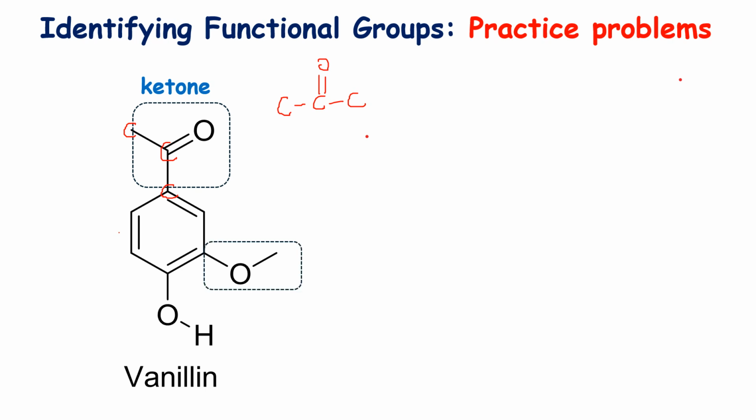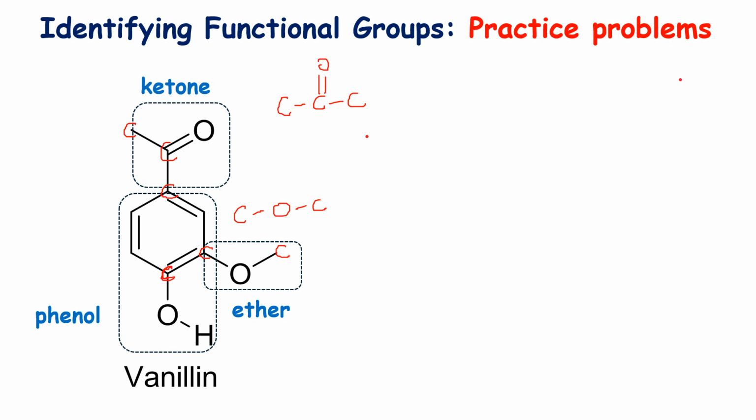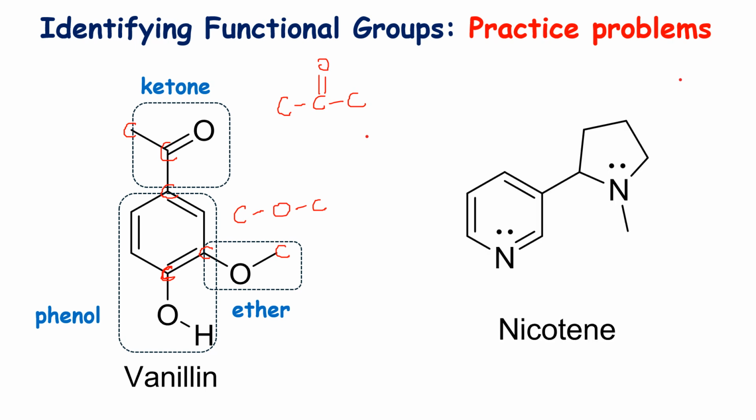Next, there is oxygen, which is single bonded to carbon on both sides. So the linkage here is C-O-C, making it an ether functional group. Then we have OH, which is directly attached to the benzene ring, and this is your phenol functional group.